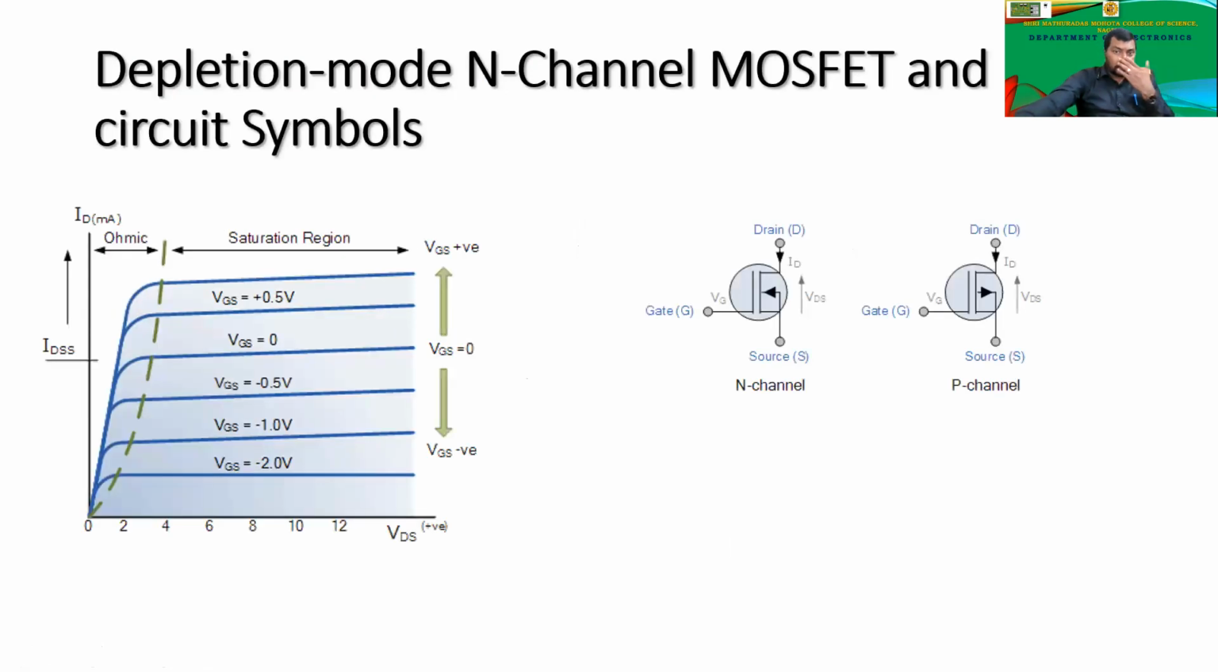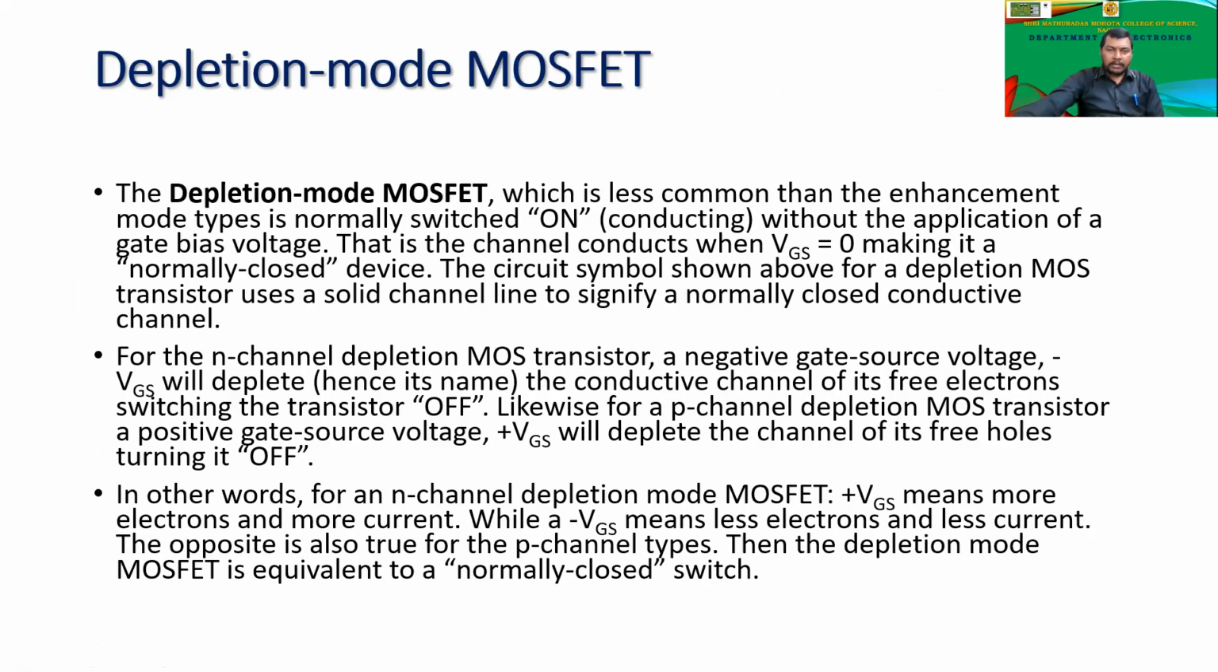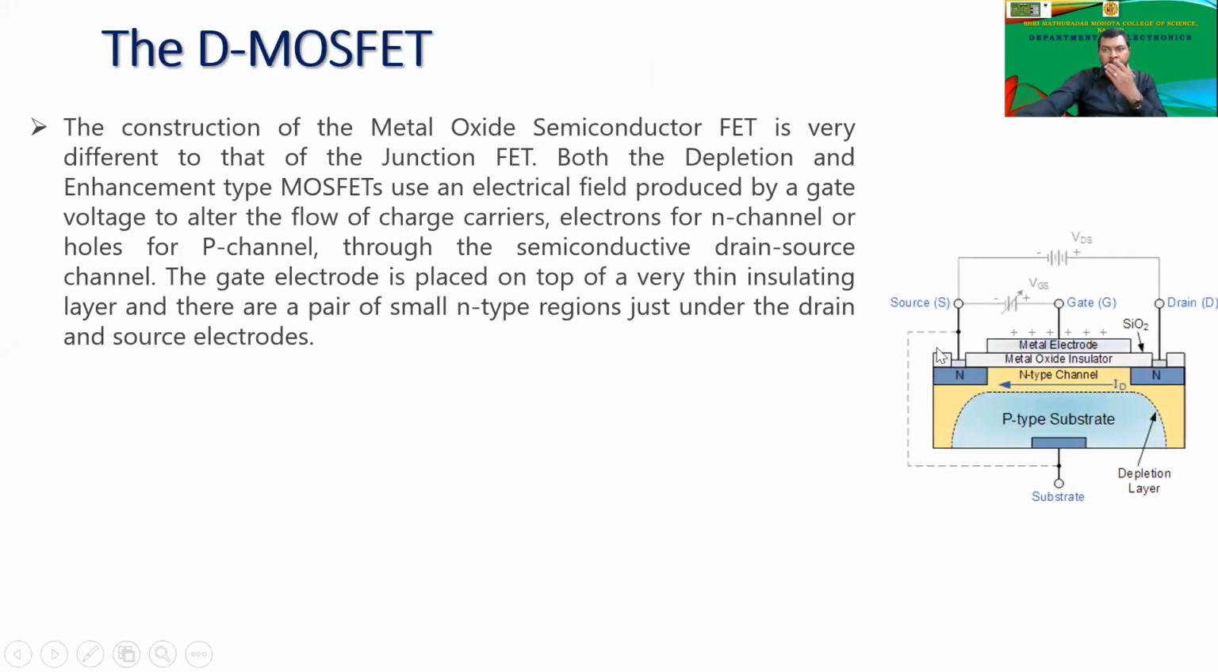Now the depletion MOSFET. Okay, so this shows you the biasing of it directly. For an N-channel depletion MOS transistor, a negative gate source voltage VGS will deplete, hence its name, the conductive channel of its free electrons, switching the transistor off. Likewise, for a P-channel depletion MOSFET transistor, a positive gate source voltage, plus VGS, will deplete the channel of its free holes.